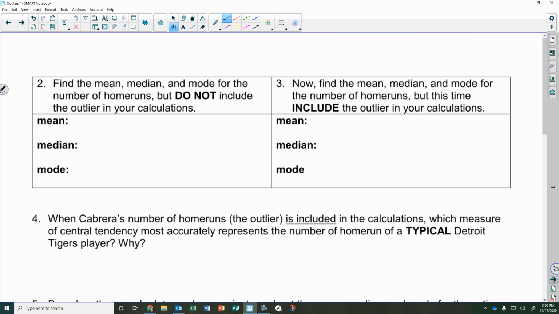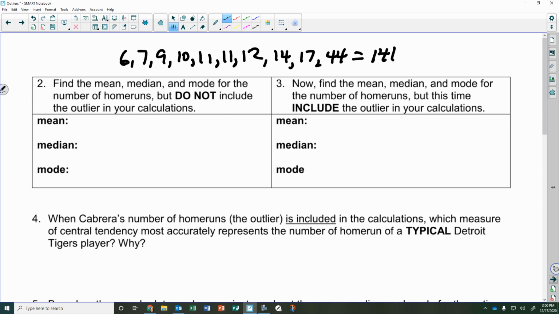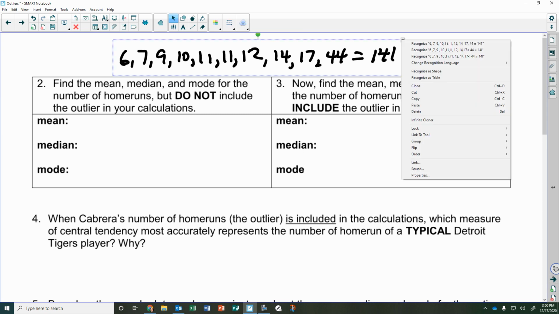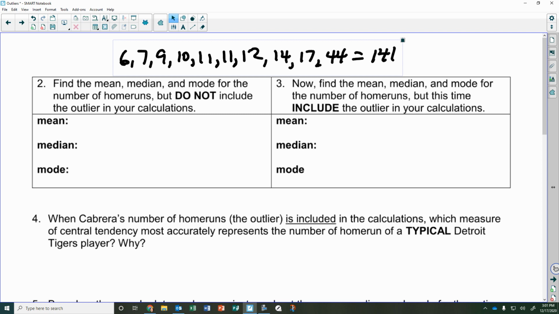All right, so really quick, because I kind of did this already, I'm just going to write these numbers in order. And this totals out to 141. Okay, so we will need that in just a second. Let me lock this so it doesn't erase. There we go. Now if I go to erase it, it won't let me do it. So I can scribble all over it and it won't erase.